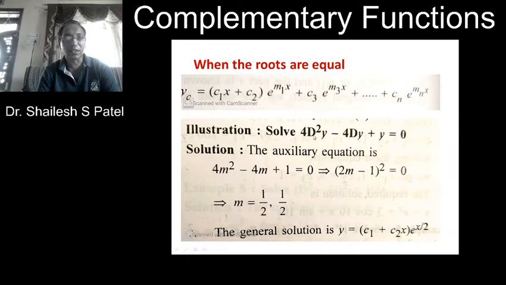Replacing D by m, we get 4m square minus 4m plus 1 equal to 0. After factorizing this, we get two values of m, which are 1/2 and 1/2. So the general solution is very simple. Y equals, since two roots are equal, c1 plus c2x. If three roots are equal, then we can write this as c1 plus c2x plus c3x square. But here only two roots are equal, so (c1 plus c2x) times e raised to 1/2 x. So this is the solution. It is also very simple.